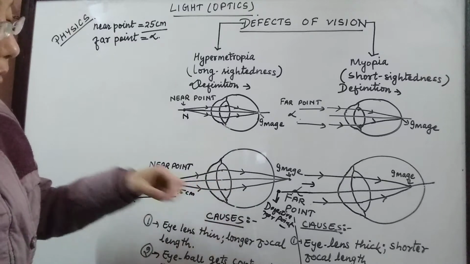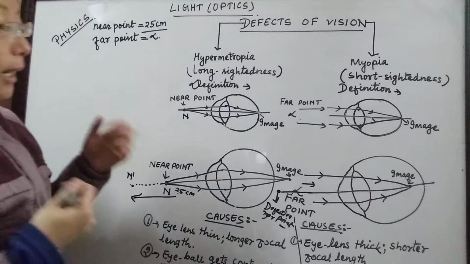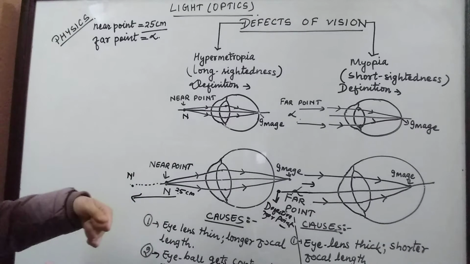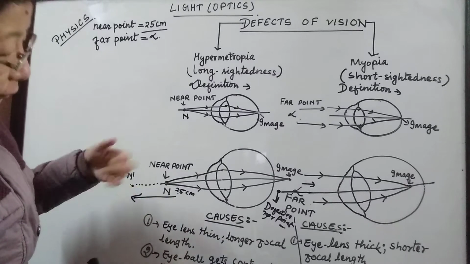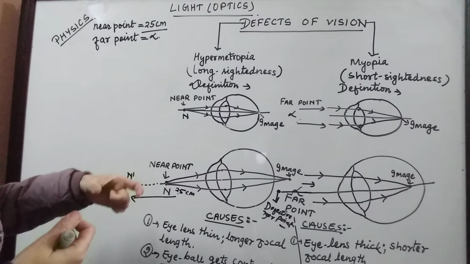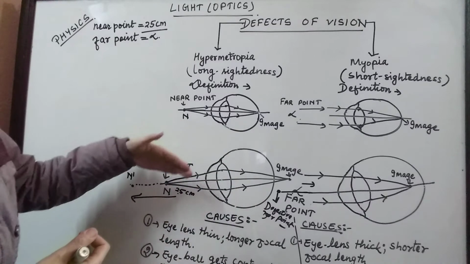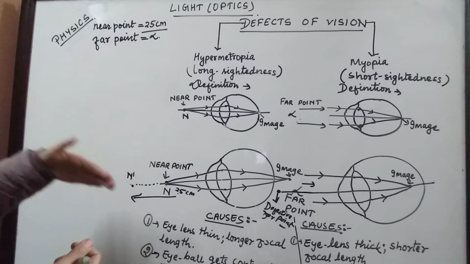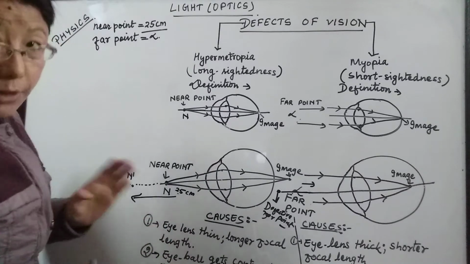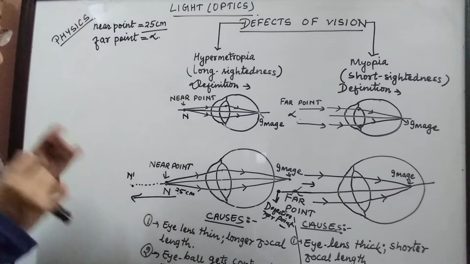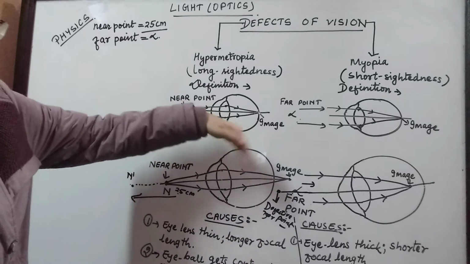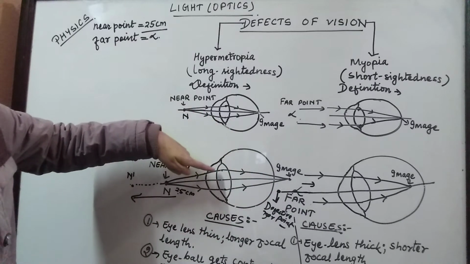And the function of the ciliary muscles is to stretch the eye lens, to make it thick or thin according to the condition required. So when the ciliary muscles fail, they cannot make the eye lens thick to make the focal length shorter, to decrease the focal length. Ciliary muscles cannot make the eye lens thick, so they could not decrease the focal length here.